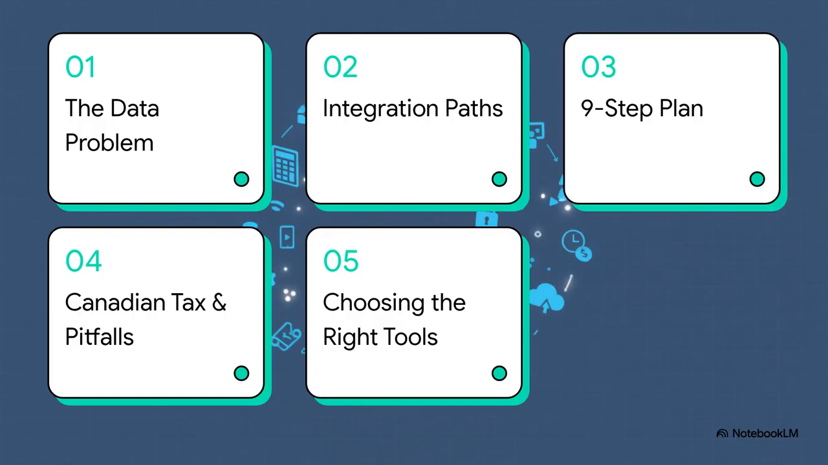Okay, so here's our game plan. First, we'll get right to the heart of the problem with disconnected data. Then, we'll look at the three main paths you can take to fix it. After that, I'm going to walk you through a solid 9-step plan. We'll dive into the critical details of Canadian taxes, and we'll wrap up by looking at the right tools for the job. Let's dive in.